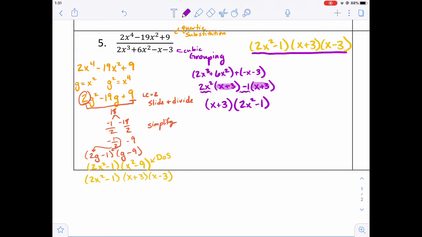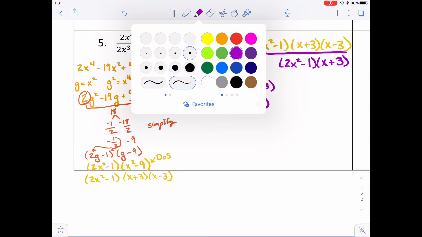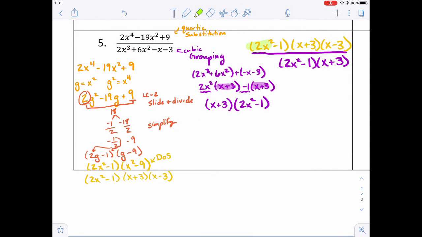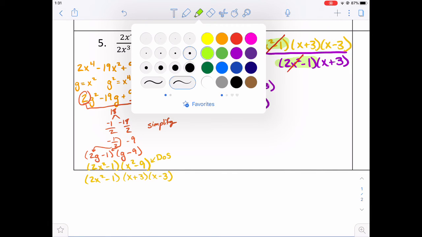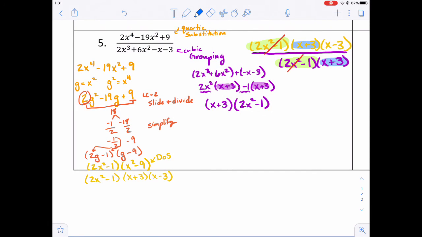So let's put our denominator in. 2x squared minus 1, x plus 3. Once we are factored, we can now cancel out any like factors from the numerator and denominator, and we see that we have these 2x squared minus 1. They cancel each other out. And we also have x plus 3 on the top and bottom, which cancels, which means the solution is x minus 3. So that big, complicated rational, this whole thing, is really just x minus 3.